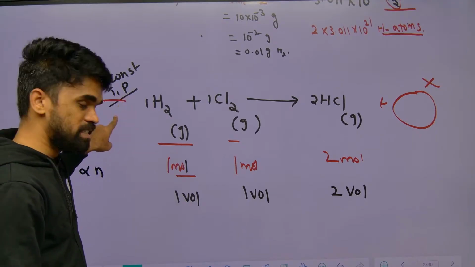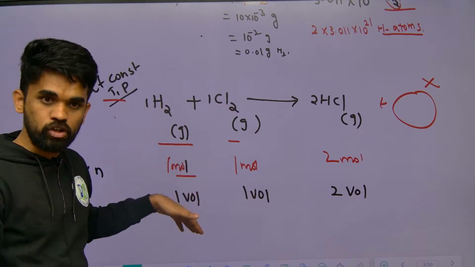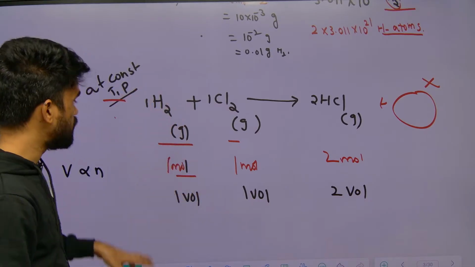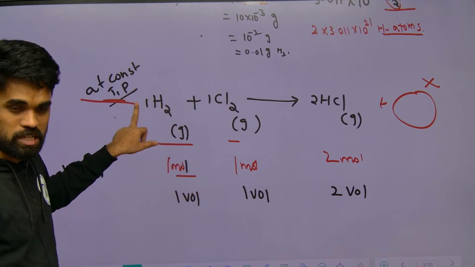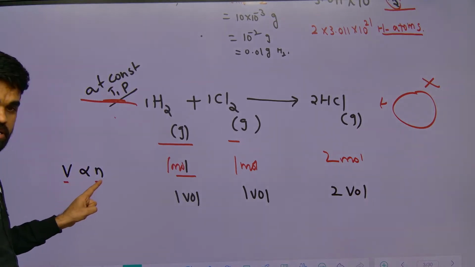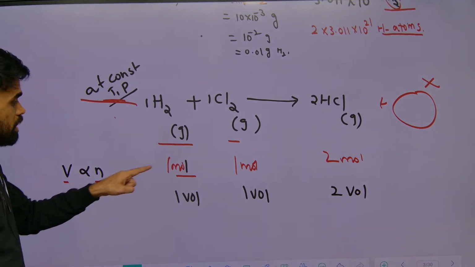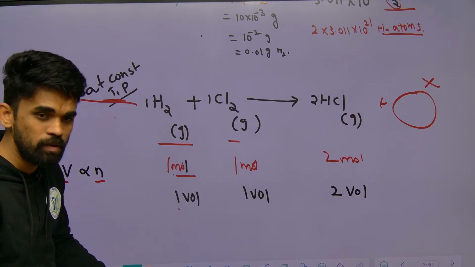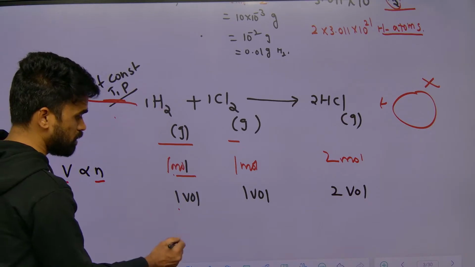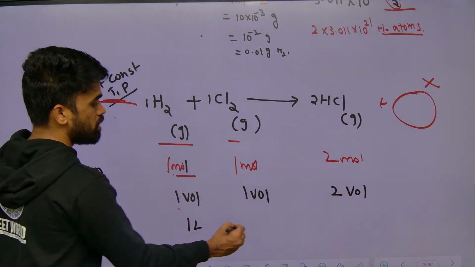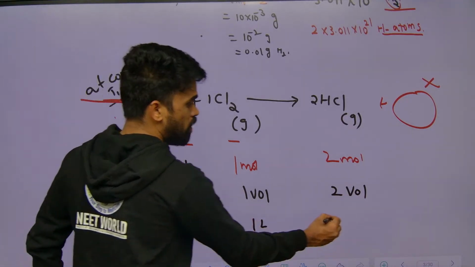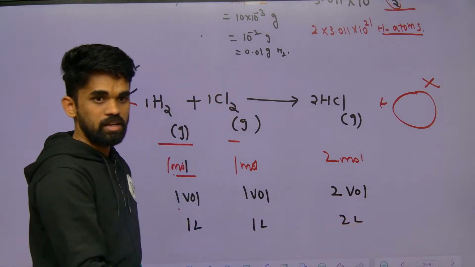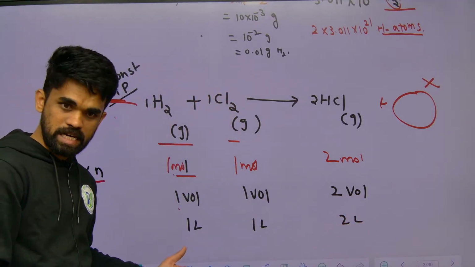If I say NTP, you can take 22.4, but at any constant temperature and pressure, volume is directly proportional to moles. Instead of writing 1 mole, I can also say 1 volume. So what do we mean by 1 volume here? It is like 1 liter H2 reacts with 1 liter Cl2 forming 2 liters HCl. Like this you can understand. Is this clear?